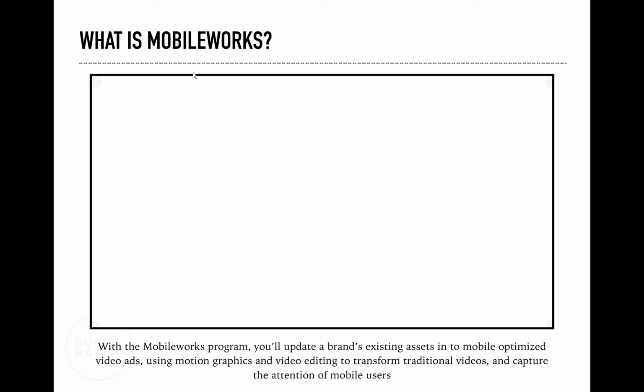So what is MobileWorks? As you've probably seen, there are some great video ads out there in the social space these days, and we're helping clients be part of that world, taking their existing brand assets and turning them into mobile-optimized video ads. What that means is using motion graphics and video editing to transform traditional static images or traditional forms of videos into videos that are perfectly made to be viewed on mobile. So let's watch a little video that we put together about the MobileWorks program.